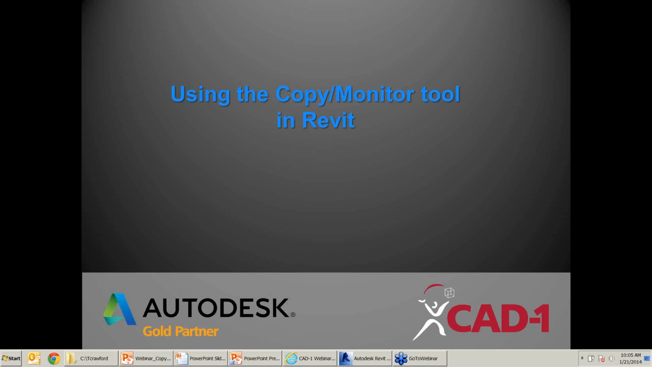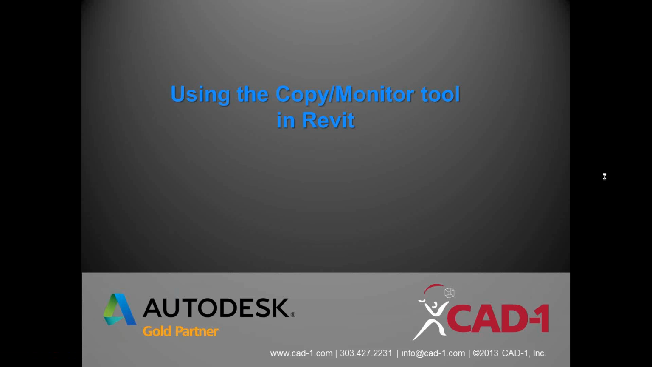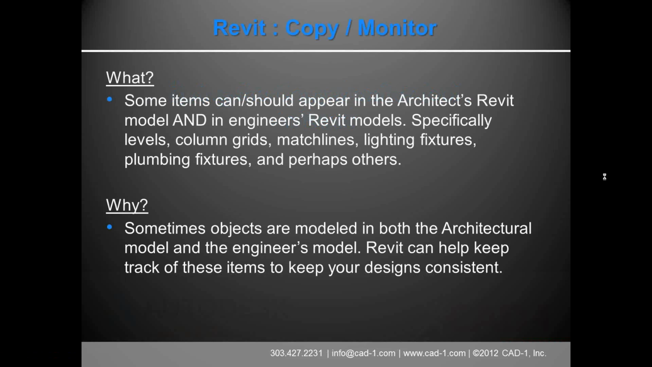So we're going to take a look, obviously, at using the copy monitor tool in Revit. So just the what and the why, and then we'll definitely get into the how. So the what and the why, as you probably already know, working with BIM, coordinating with others, some items can and even should appear in more than one Revit model or BIM model. For example, might appear in the architect's file and in the engineer's Revit model.